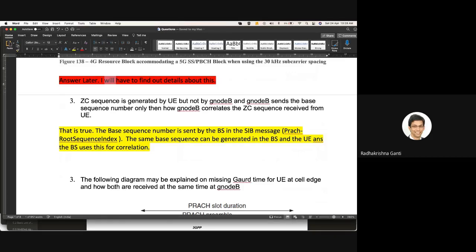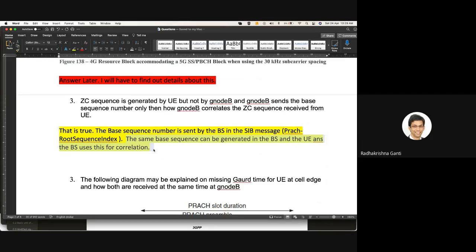The third question is: the ZC sequence is generated by the UE, but not by the gNodeB, and the gNodeB sends the base sequence number, so how does the gNodeB correlate the ZC sequence received from the UE? What you say is absolutely true. The base station is the master, and it transmits the base sequence number that has to be used in the PRACH. It transmits this in SIB1, in the parameter called PRACH root sequence index. So both the UE and the base station know the base sequence. Because of this, the same base sequence can be generated in the base station and the UE, and this can be used for correlation.